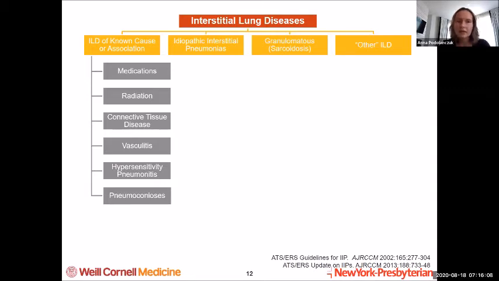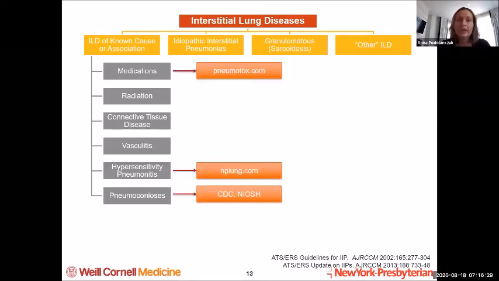So the first category is ILD caused by medication. There are hundreds of medications that can cause ILD. Some of the more common ones include chemotherapy and certain anti-rheumatic medications, used for rheumatoid arthritis, for example. There's a great website called pneumotox.com that lists basically all the known pulmonary consequences of medications. And so if you're suspecting that an ILD might have been caused by medication, it's a great website to go to and look it up.